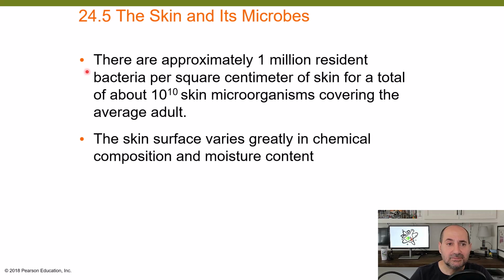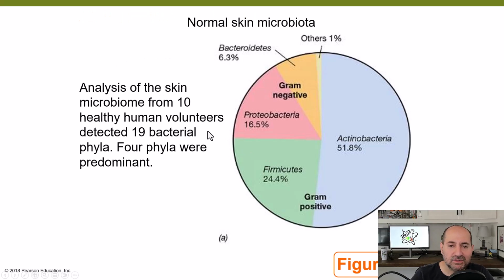Moving on to the skin. The skin is rich with microbes, approximately a million resident bacteria per square centimeter of skin, for a total of about 10 to the 10 skin microorganisms covering the average adult. Remember that the skin surface varies greatly in chemical composition and moisture content. Some people are sweatier, some people have drier skin than others, some have oilier skin than others, and this can impact the types of organisms that grow on the skin.